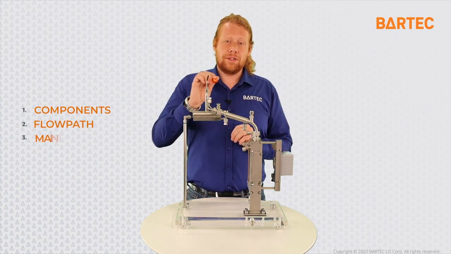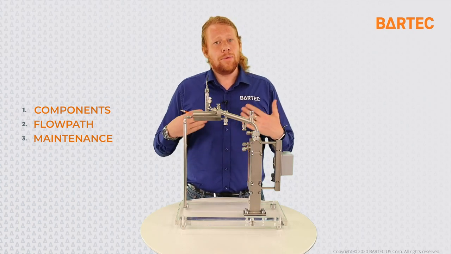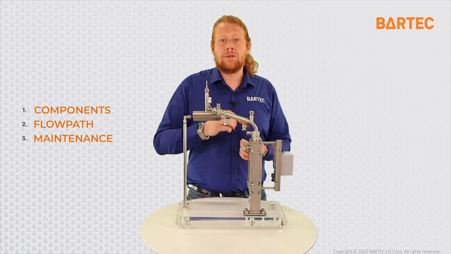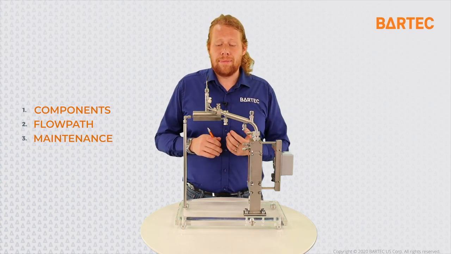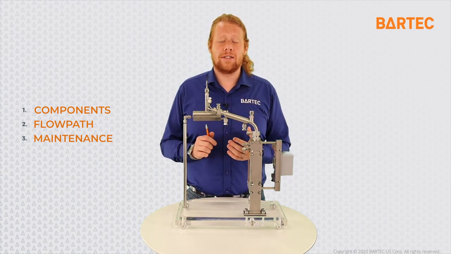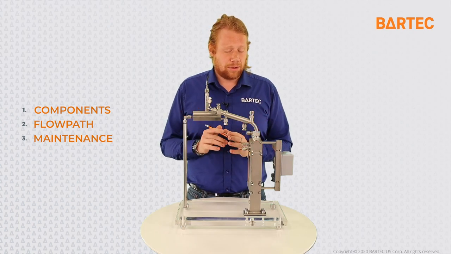The first one will be the various components that are in the measurement unit. Then we will look into what is a typical flow path for a sample as it goes through the measurement unit. And then finally, we will look at some of the basic and standard maintenance and preventive maintenance for the measurement unit of the rapiDist-4.